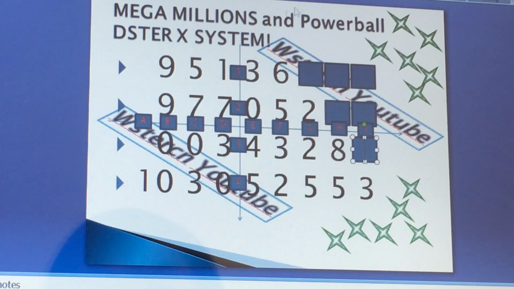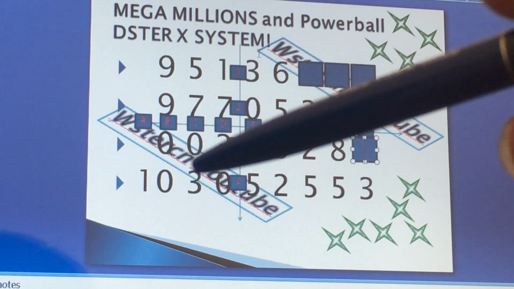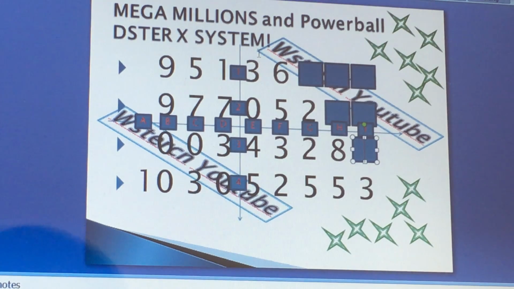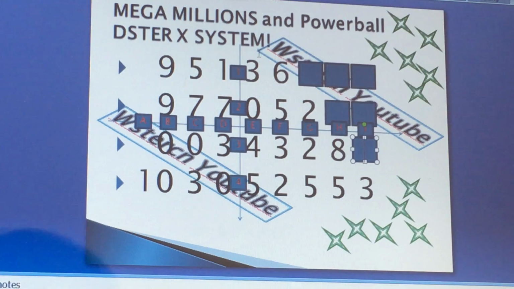Who knows? The first set is 95136. The second set is 977052. The third set is 0034328 and 103052553. Some of you got a blue box number with the red digits in the Dster. Not all the digits are red, only some of them. For those of you who got the list, sorry about that, you know which digits are red and which blue box numbers were used.